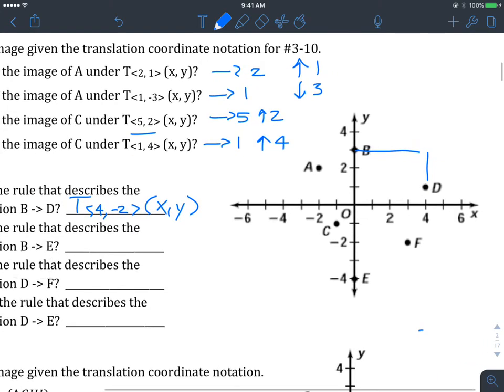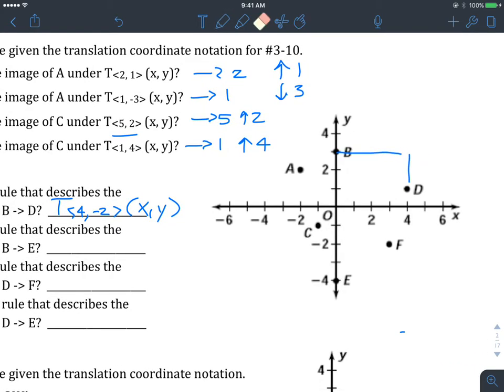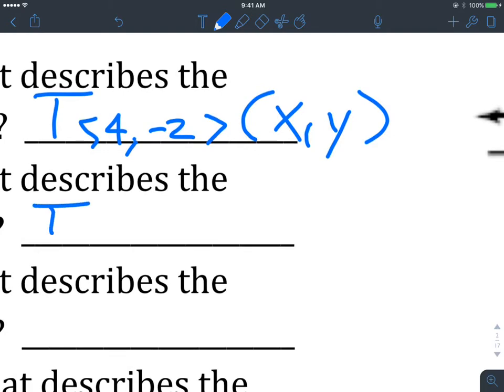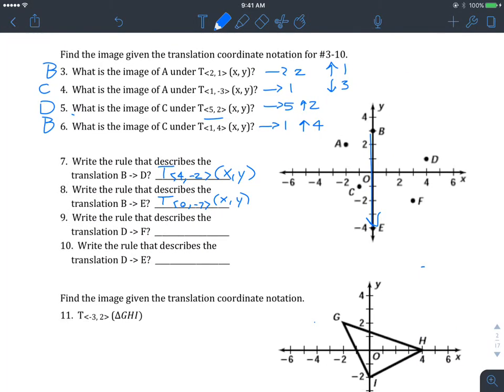What are we doing to go from B to E? All right, now this one here is kind of interesting. You're not going left or right at all, but you're going straight down, and it looks like 7 units there. So we can't just leave nothing for x, so we're going to put a 0 as a placeholder. And then negative 7, that's the vector, and then (x, y). That's just the notation there.